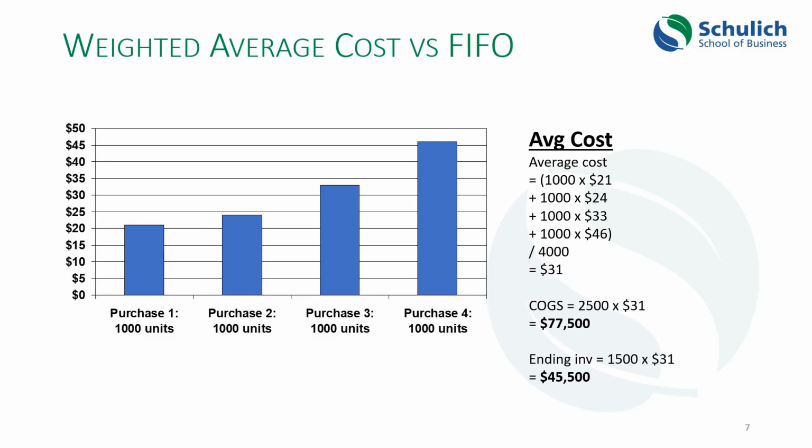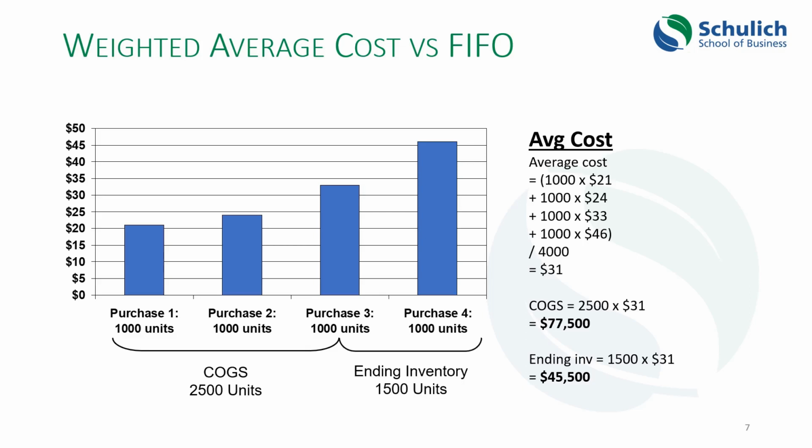Now, if you wanted to do this on a first in, first out basis, the calculation is going to be a little bit different. So let's look at that. The assumption here with first in, first out is that the units that you sold, the 2,500 units, came from the first couple of purchases and then part of the third purchase. And then what's left over in inventory is the 500 units from purchase number 3 and all of purchase number 4. Now, as I said, this doesn't have to be physically exactly what happened, but you can assume that this is what's going to happen and do your costing this way.